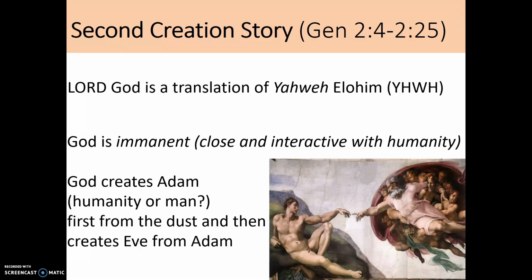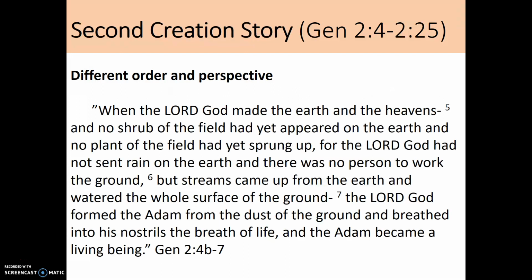But you see there's a very different account of creation here. It starts, in 2:4b, when the Lord God made the earth and the heavens, and no shrub of the field had yet appeared on the earth, and no plant of the field had yet sprung up. The Lord God had not sent rain on the ground, and there was no person to work the ground. And then to verse 7, the Lord God formed the Adam from the dust of the ground. And so in the first creation account, all of the plants spring forth before the creation of the humans, and here the humans seem to be created before.